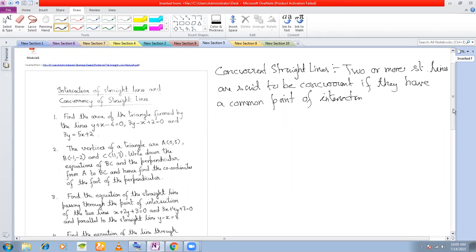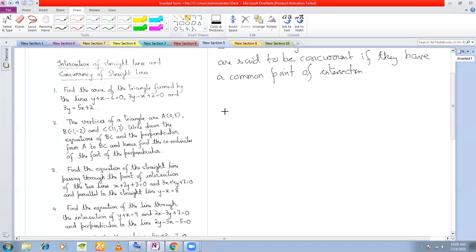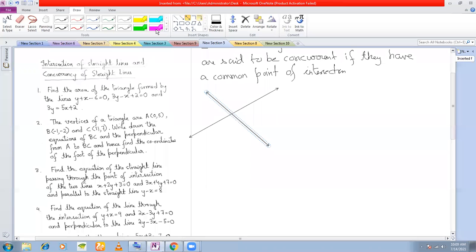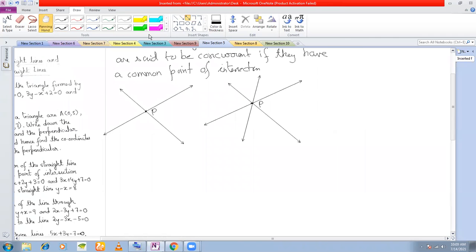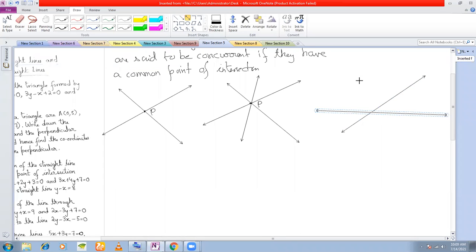How will it look like? Two straight lines can have a point of intersection in this way, but they have to be concurrent. Okay, what about three straight lines? Three straight lines can also be concurrent. These are three concurrent straight lines. They have a common point of intersection. Even four straight lines can have a common point of intersection. Okay, these four straight lines are said to be concurrent.